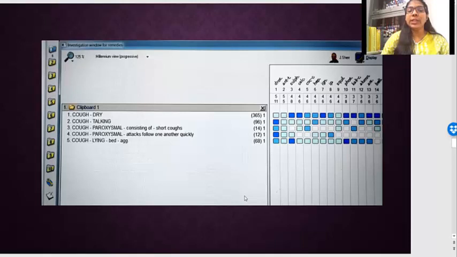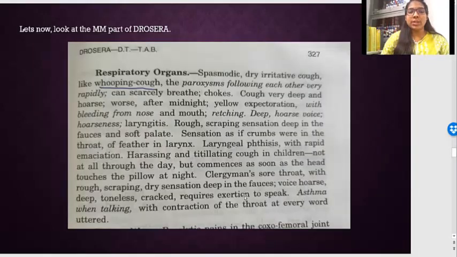So how are we going to reach the exact simillimum? Here comes the use of Materia Medica. We have to study both Drosera and Antimonium tartaricum in Materia Medica. So now let's look at Drosera in the MM part. It says spasmodic, dry, irritative cough like whooping cough. The paroxysms following each other very rapidly. The patient can scarcely breathe, chokes, cough very deep and hoarse.